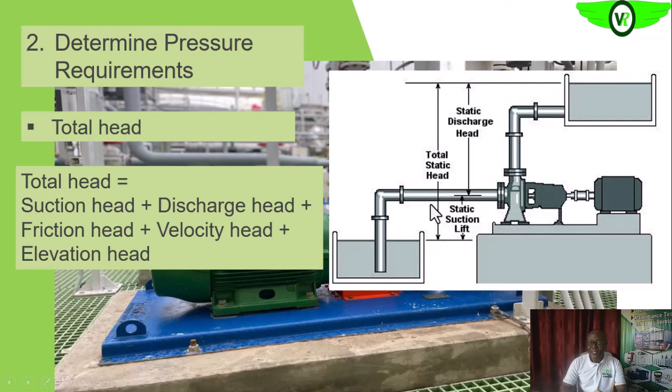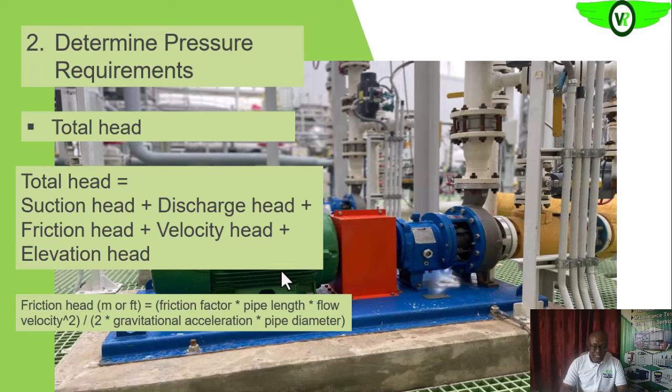But there are still other frictional forces that we need to overcome, which will be a result of flowing through the pipings. So we need to determine that. Then we also need to determine the head that will be caused as a result of the elevation. So that frictional head is what is given here.